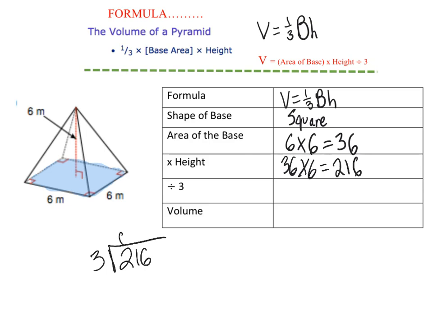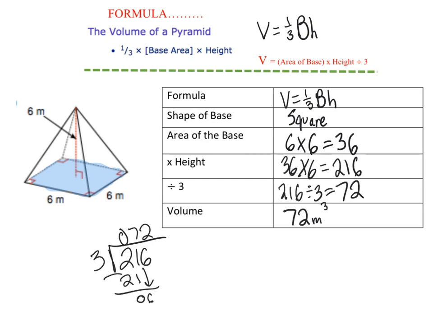3 goes into 2 0 times. 3 goes into 21 7 times. Bring down our 6. 3 goes into 6 twice. So 216 divided by 3 equals 72. So the volume of this pyramid would be 72 meters cubed. Again, when you have volume, you have to have units cubed, meters cubed, whatever the unit of measure is, cubed.